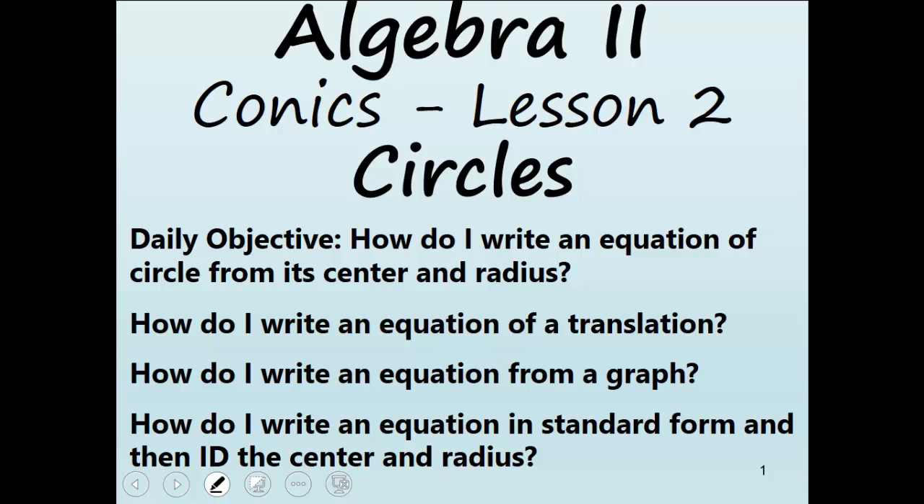Third, we want to ask ourselves, how do I write an equation if I'm given the graph of a circle? And then I want to be able to learn how to write an equation in standard form. We'll be given an equation that isn't already in standard circle form, and we'll have to create it by completing the square. So that's the last thing that we want to do. And then once we do that, we can identify the center and the radius.